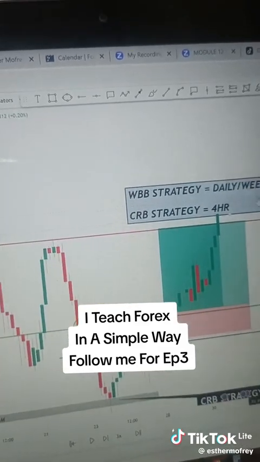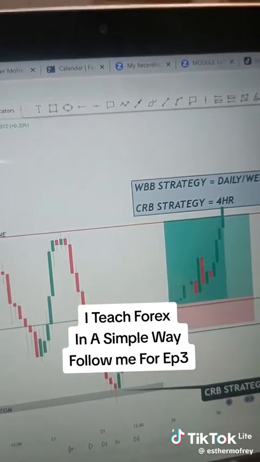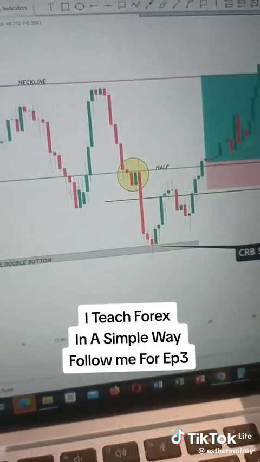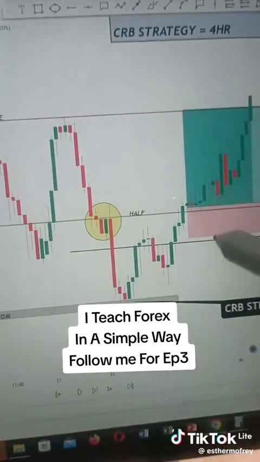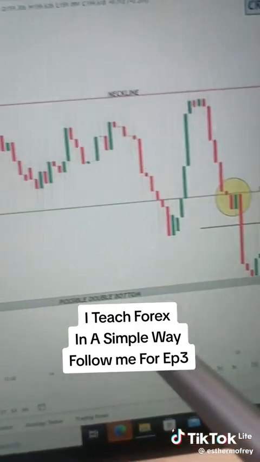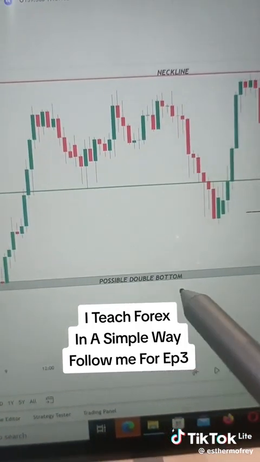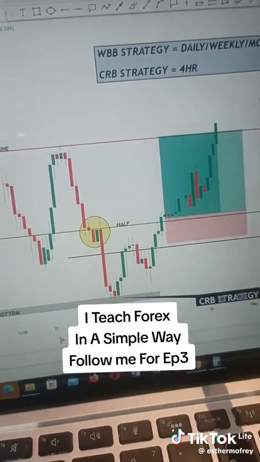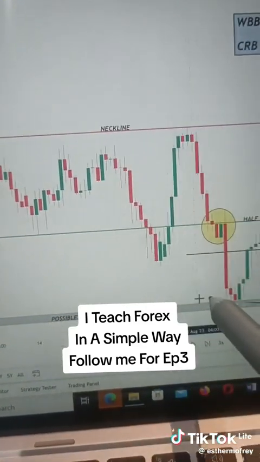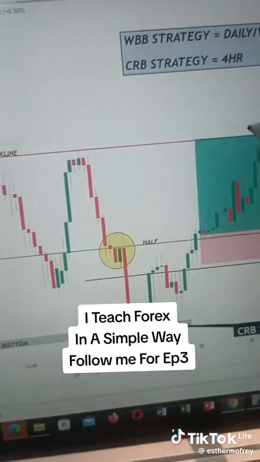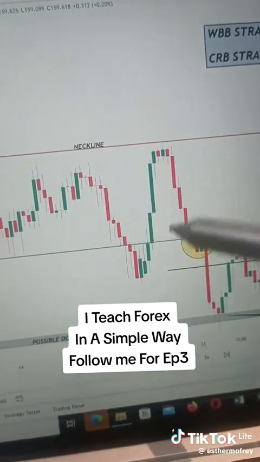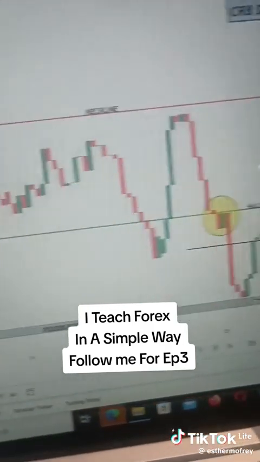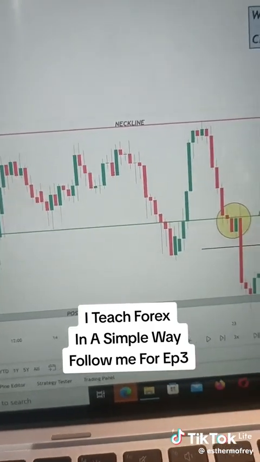So if you've ever been asking yourself for a strategy that is working, these double bottoms work. So whenever the market breaks the half, it's no longer a possible double bottom, but it's now called a double bottom. Now in the next video, I'll show you where a possible double bottom that stands to be a double bottom, after it breaks the neckline, it will go this distance up. So the market will continue to go up. This was a very good example and we made money.